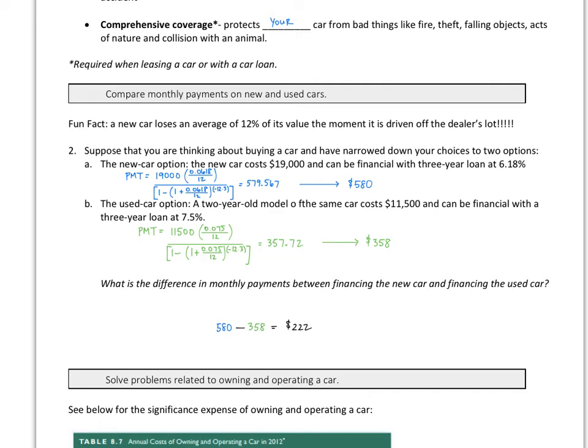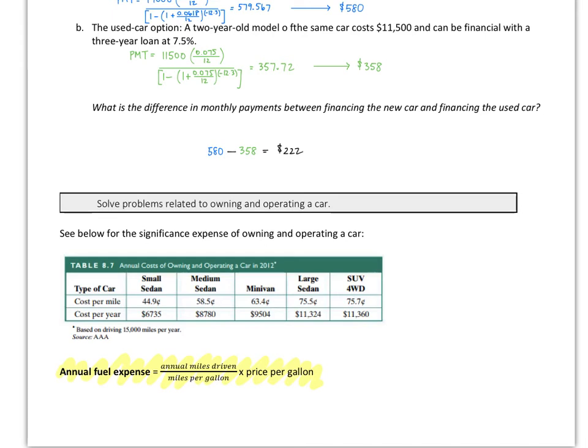So those are things to think about as we begin buying cars. The very last thing we need to talk about is there's still a cost to owning and operating a car. Not only do you buy the car, but you have to maintain it, right? You have to keep it in good working condition.